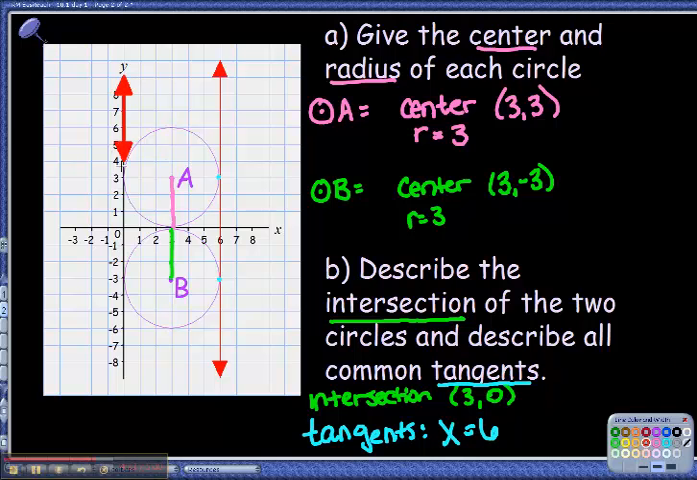There's also going to be a common tangent on the other side of that circle. If you take a look here, right along the y-axis, we notice that that's also a common tangent. That would be the line x equals 0.